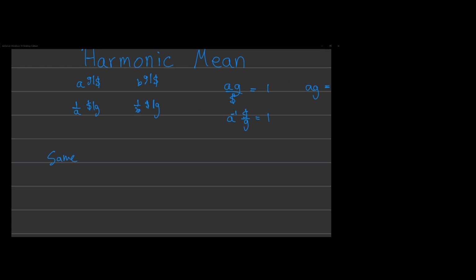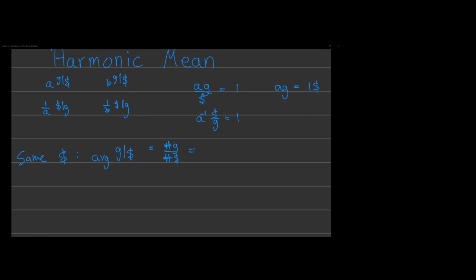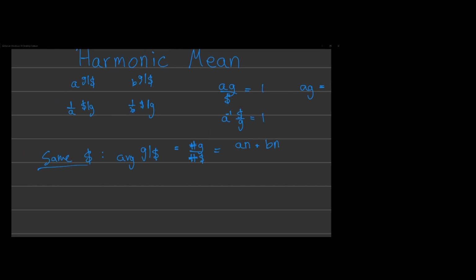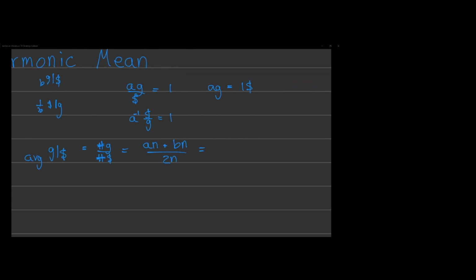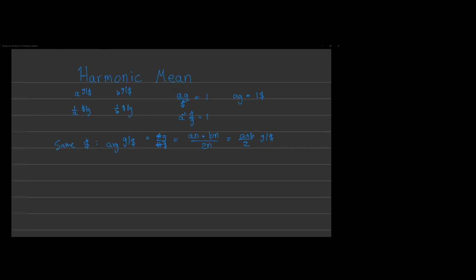Okay, let's say you spend the same amount of money at each seller. Then your average grams per dollar spent is going to be the number of grams total over the number of dollars total, and that's going to be the number of grams at the first seller, which is A times the number of dollars, let's say it's N, plus the same for seller 2, because we're talking about the same money spent at each one, divided by 2N. And this is A plus B over 2, and this is your average grams per dollar.